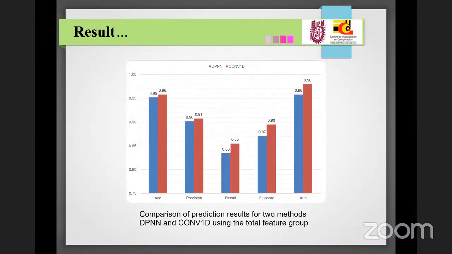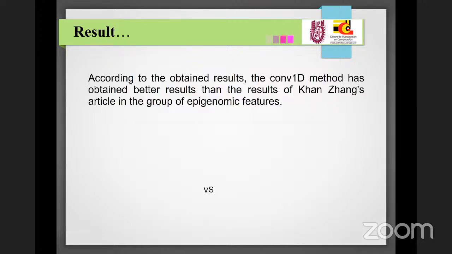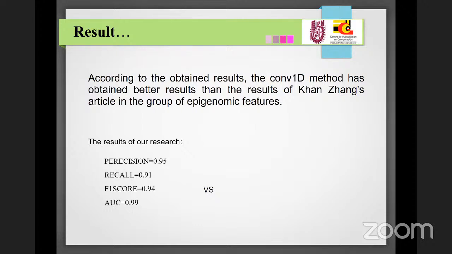We also have a comparison of prediction results for the two methods, DPNN and convolution 1D, using the total feature group. According to the obtained results, the convolution 1D method has obtained better results than the Han and Zhang paper in the group of epigenomic features. Here we have all results of our research and the Han and Zhang research results.